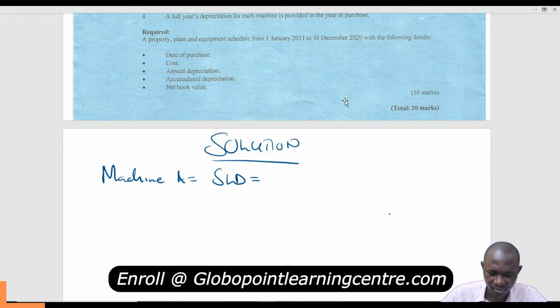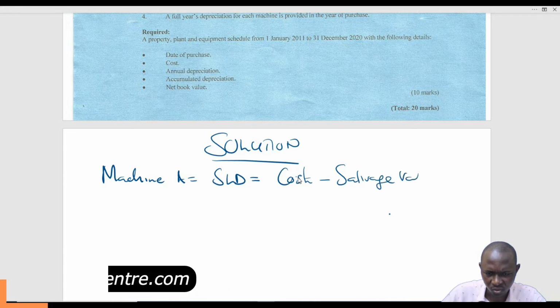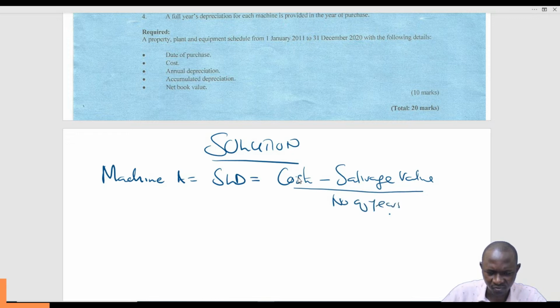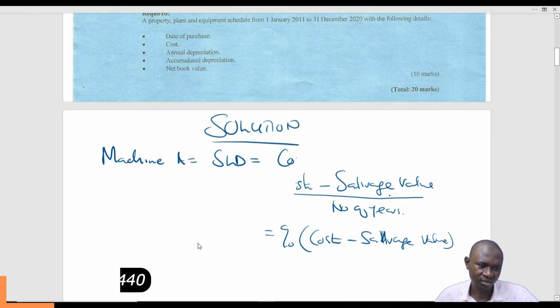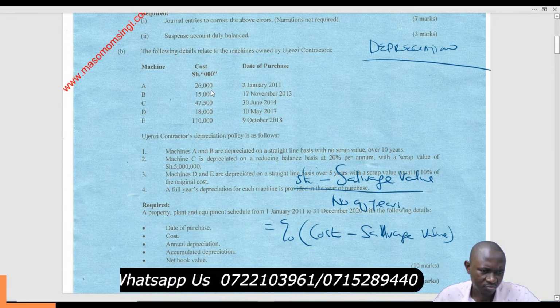The formula is the cost minus the salvage value over the number of years in useful life. Or sometimes if we are given the percentage, you simply work out the percentage of cost minus salvage value. Salvage value is the value that remains after the useful life of the machine. That is the formula. So for machine A, we've been told it was purchased at 26,000.